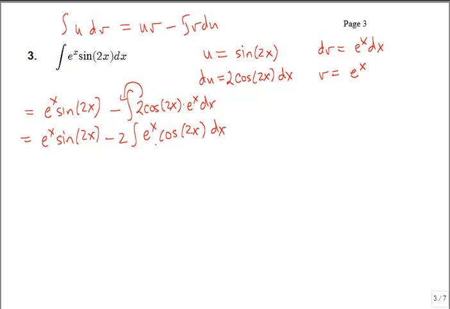Now look at the integral you ended up with. What you're trying to see is if it has now left you with something simpler to integrate or something that you know how to integrate. And this is another product again. It's a product of an e to the x times a trig function. It's almost identical to the original problem. So does it look like we made any progress? Not really.